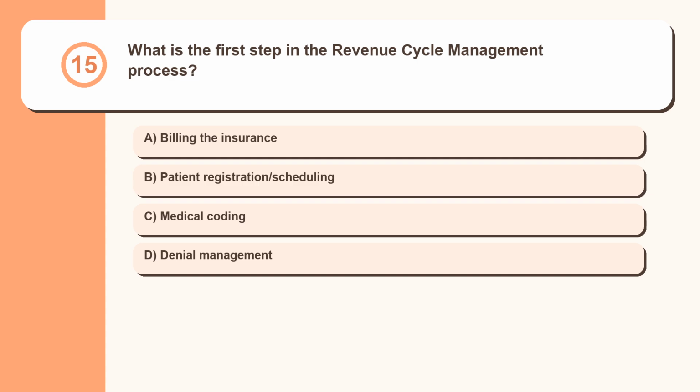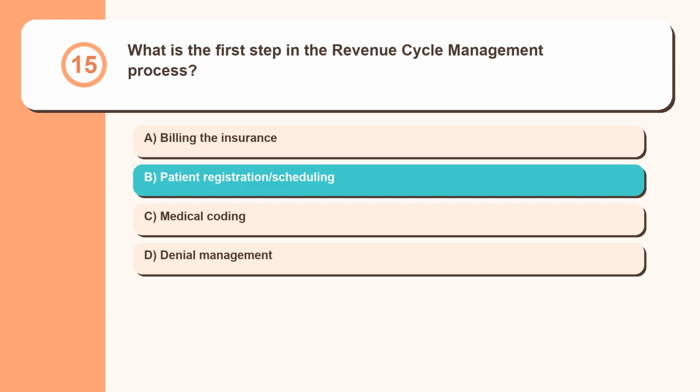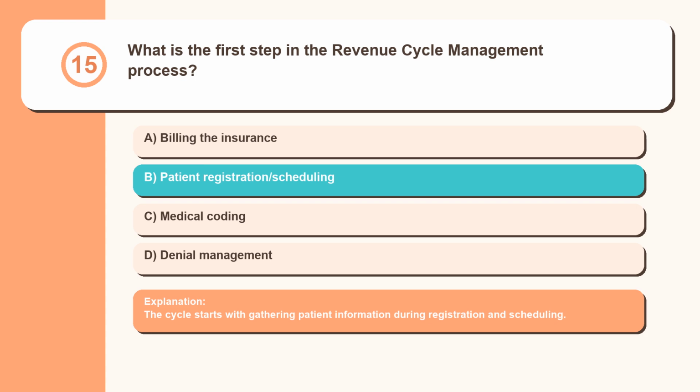Question 15. What is the first step in the revenue cycle management process? Billing the insurance, patient registration/scheduling, medical coding, denial management. The cycle starts with gathering patient information during registration and scheduling.